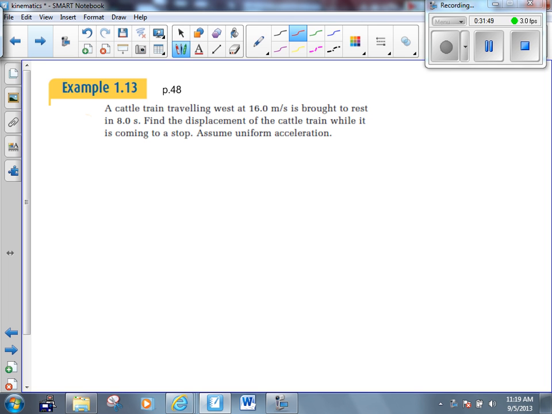It says a cattle train traveling west at 16 meters per second is brought to rest in 8 seconds. What's the displacement of the cattle train while it is coming to a stop? How far does it move as it's stopping? Group A or Group B? Does this involve constant or average velocity, or does it involve acceleration? It involves acceleration. Even though it doesn't mention the word acceleration, that's okay. We know it's slowing down. That's acceleration. That's a Group B problem.